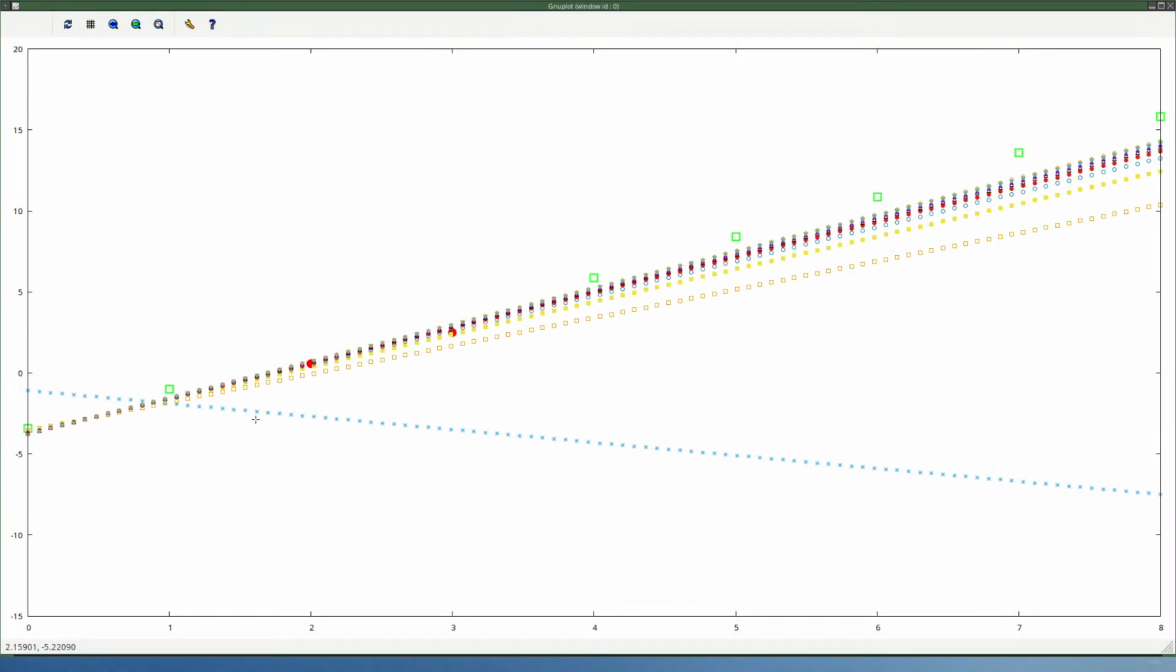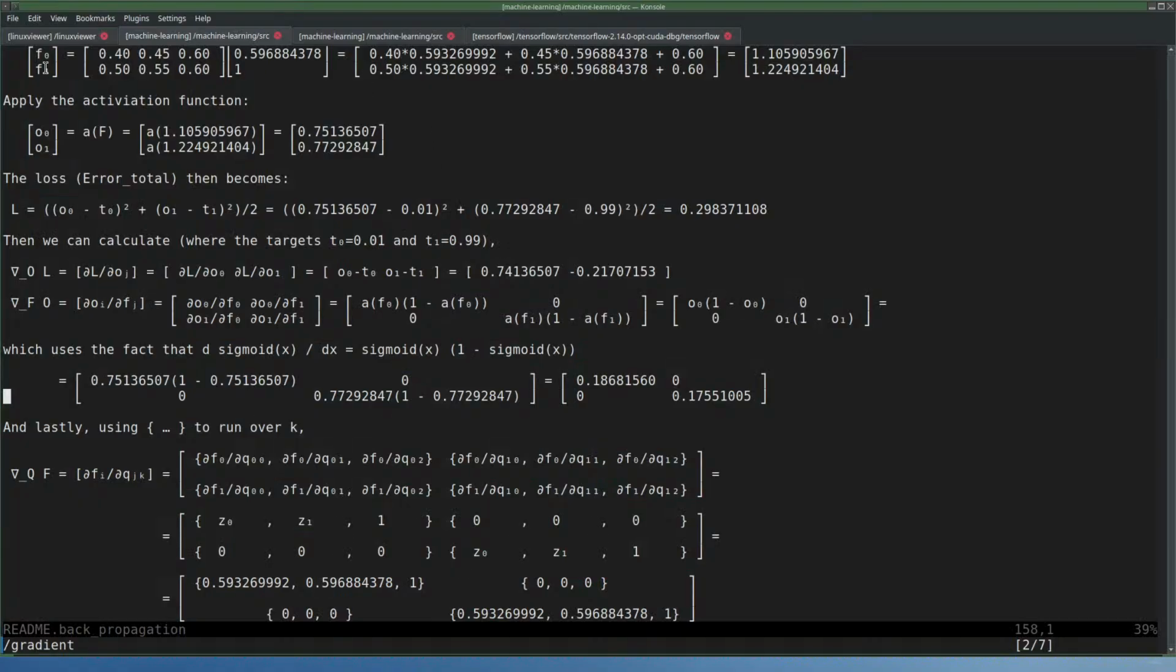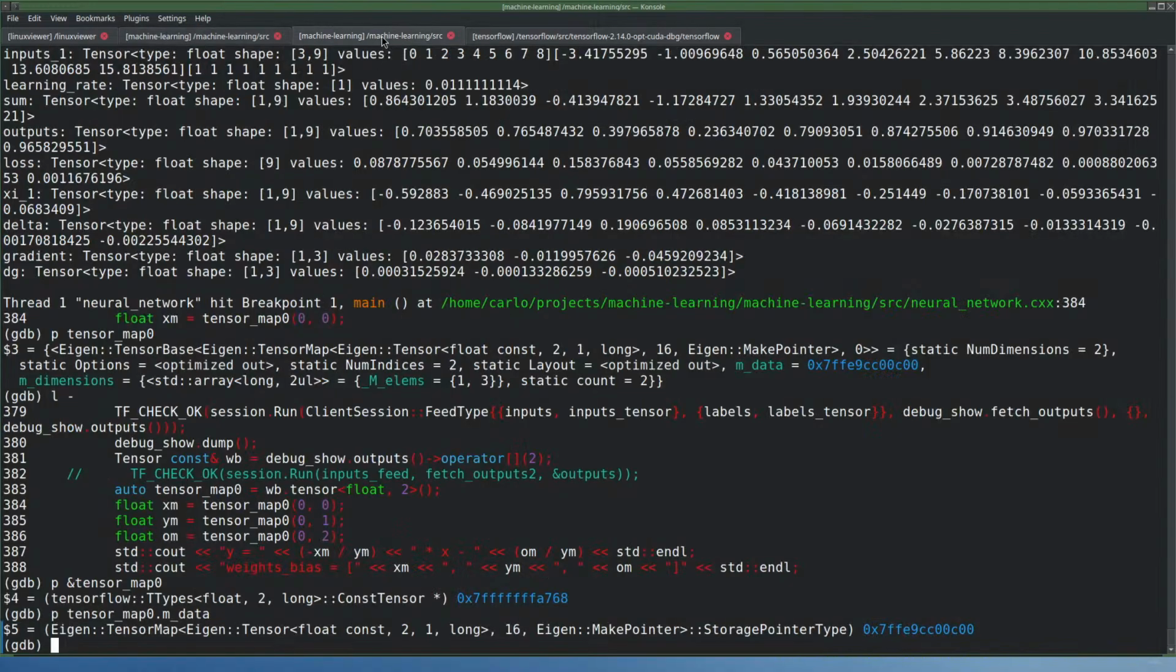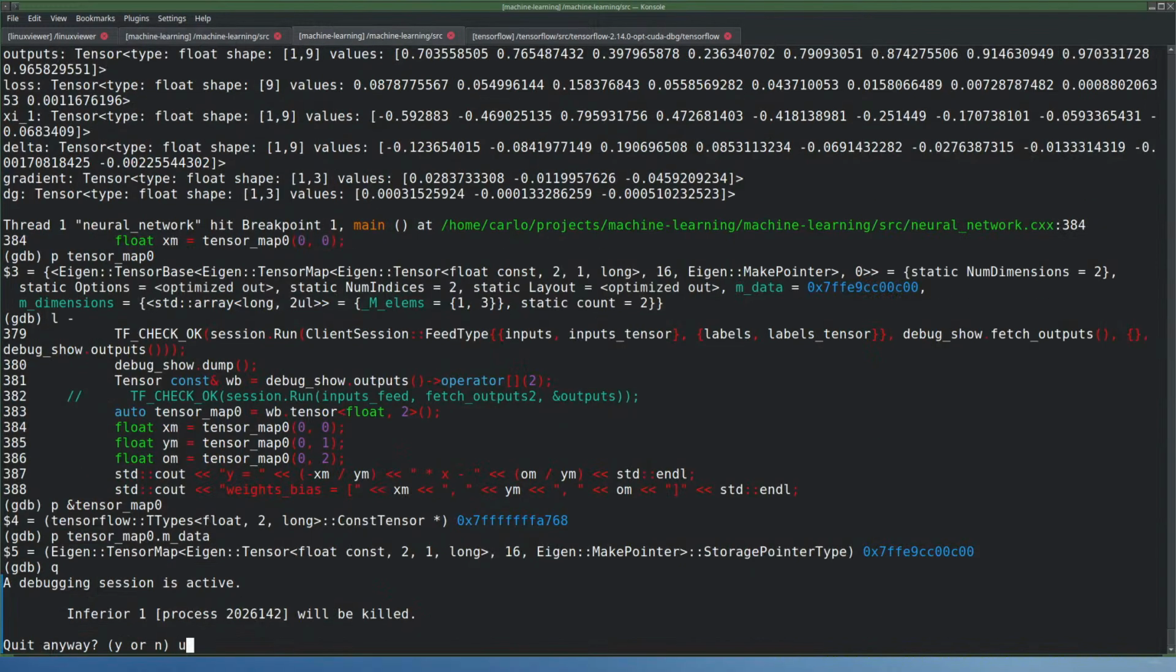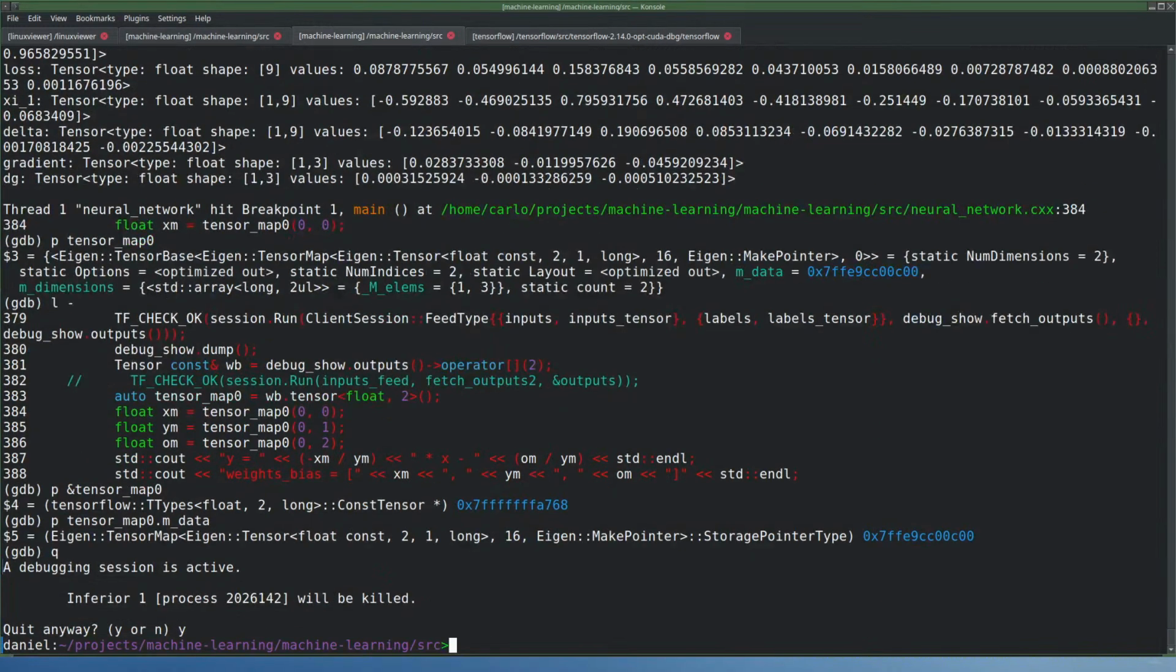Really? Why is this still here? I left the program. Oh, that's, what?